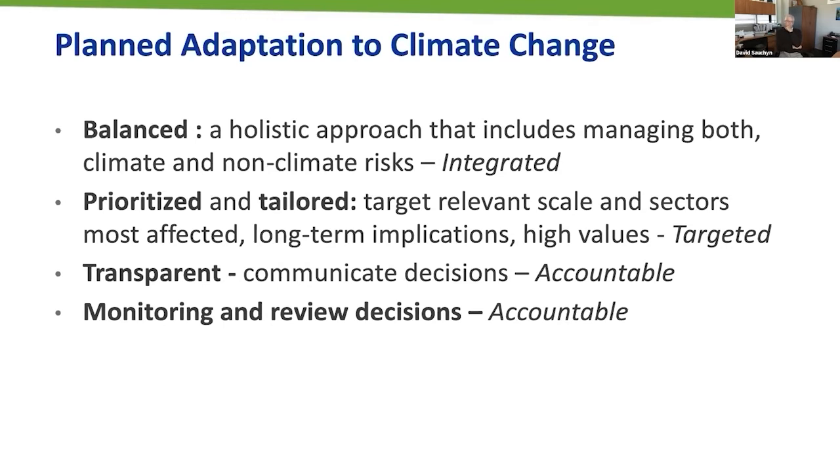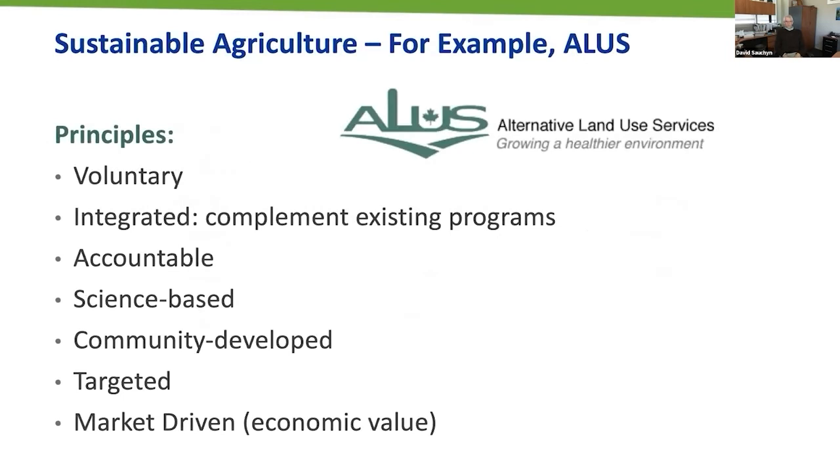So given that conceptual view of planned adaptation to climate change, I want to compare this to the key principles of sustainable agriculture. There are various sources of this information. I'm using the ALIS project, which at their website has a list of the key principles. And I want you to note the correlation, or the comparability, between these principles and the ones I just mentioned. There's a direct correlation in terms of accountability, evidence-based, engaging the community, targeted, integrated, and so on.